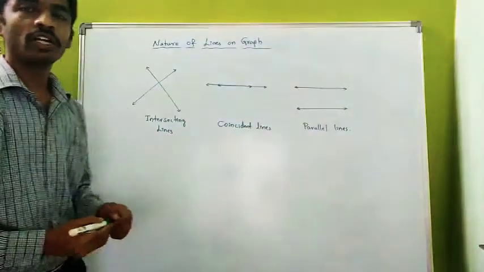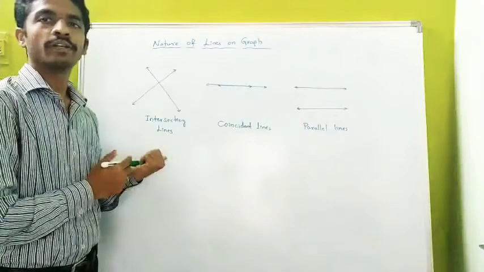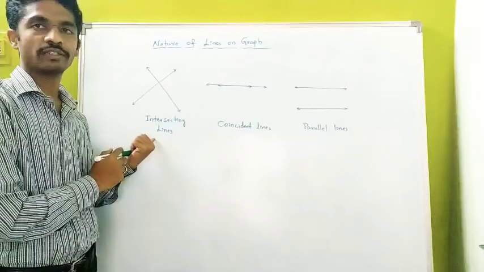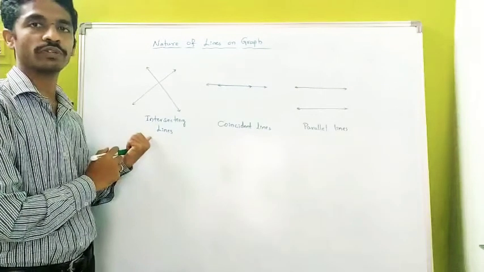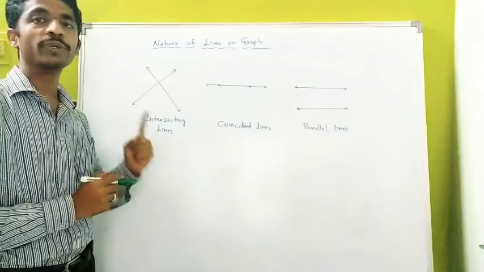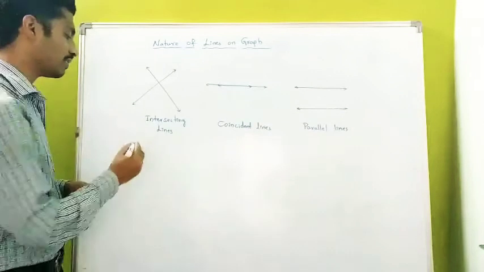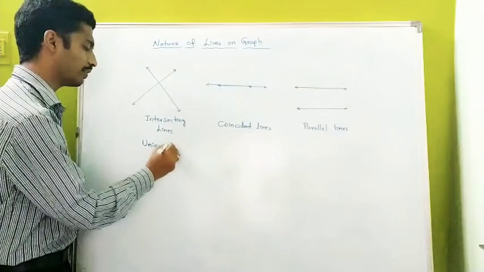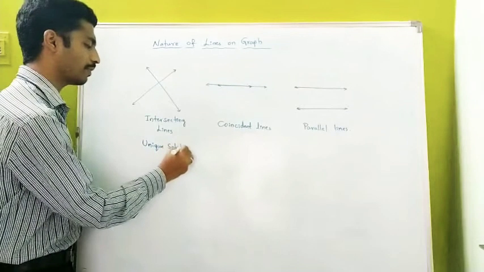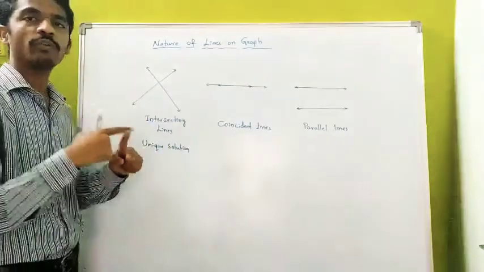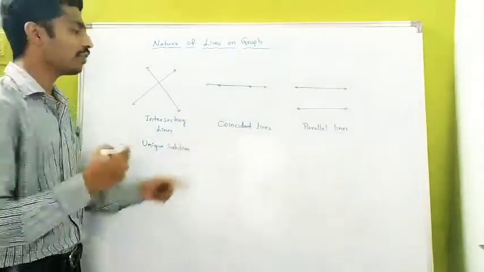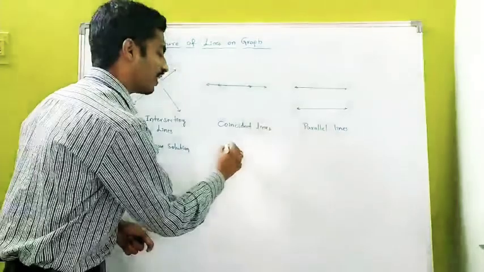For the solution of the equations we should get intersecting lines. Then only we will get the solution. So here we will get the unique solution, because both lines intersect at only one point. And here, coincident, infinitely many solutions.